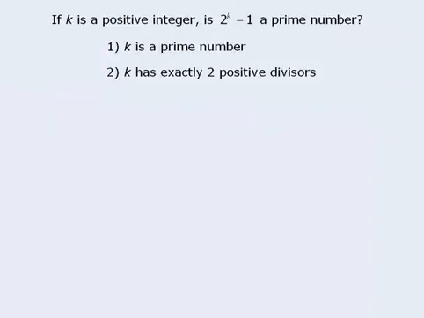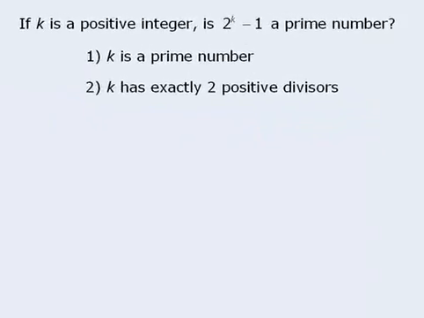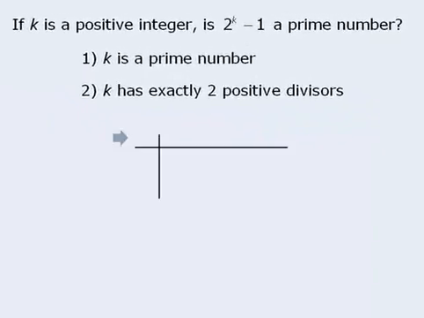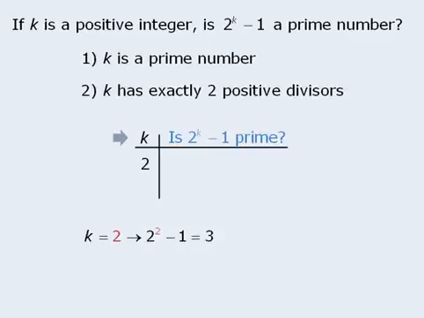Now, just for fun, let's determine the correct answer to this question. To do this, we'll use the table method. We'll choose values of k that are prime, and then using these values, we'll ask the target question, is 2^k - 1 a prime number? So if k must be prime, then k could equal 2. If k equals 2, then 2^k - 1 will equal 3, in which case the answer to the target question is yes.